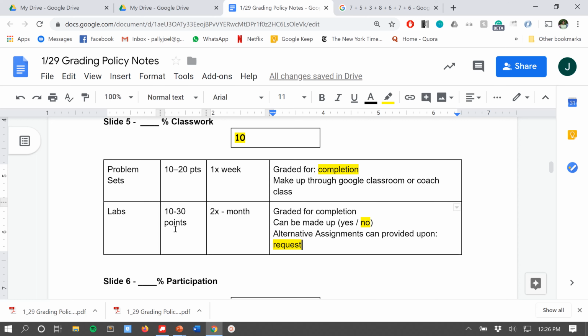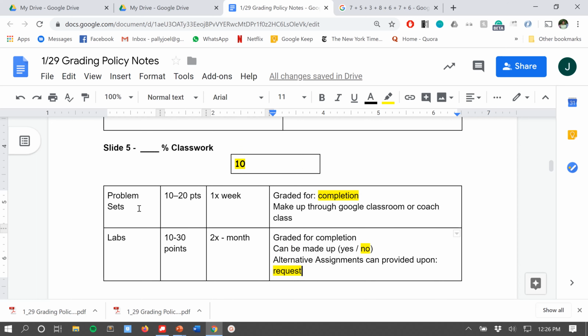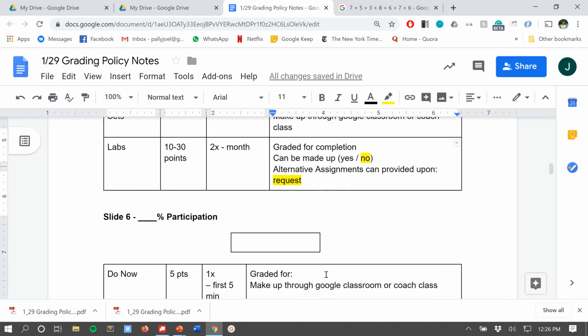So we got our 2 parts of classwork. One is a problem set, about once a week. Labs, 2 times a month or every other week. Problem sets you can complete on Google Classroom. Labs you cannot make up on Google Classroom. You can, however, request an alternative assignment. All right.